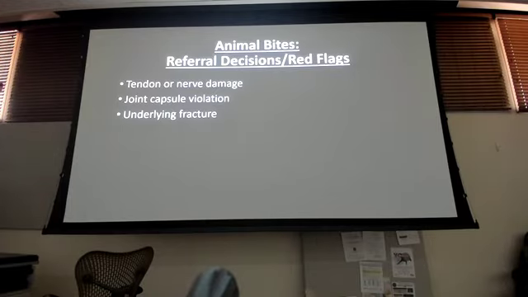Joint capsule violation, anytime it crosses a joint, that is an open fracture. Okay? That is a concern. If they get a joint infection, that's called septic arthritis, right? Is that one of the only true surgical emergencies we have in orthopedics? 100%, okay? And underlying fracture, because then it becomes an open fracture. That's kind of intuitive, I hope, at this point.